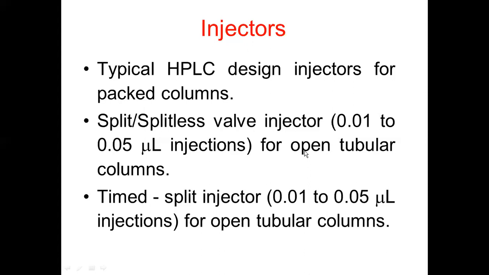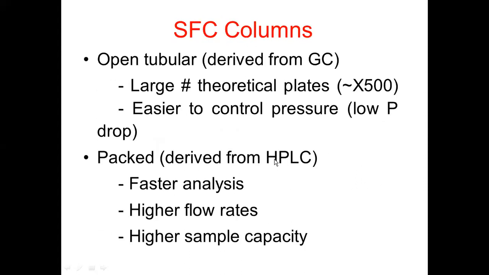Around 0.01 to 0.05 microliter injection will be made while using open tubular columns using split injectors, and 0.01 to 0.05 microliter injection of the sample will be done while using a splitless or splitter injection system. So you must remember this. Splitters are used to introduce the required size of the sample into the chromatographic column. The excess sample, whatever is introduced, will go as waste.